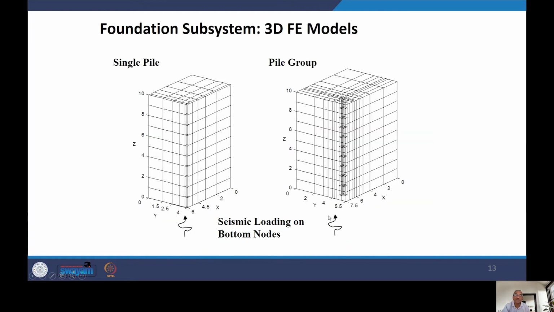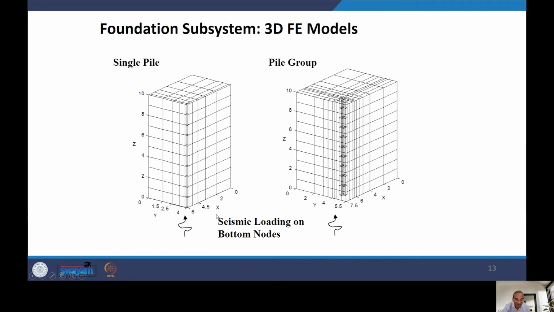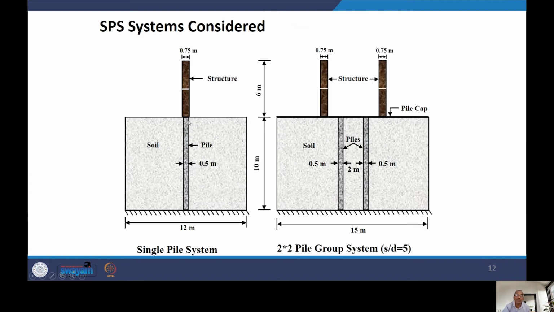So what is for the foundation subsystem? This is the foundation subsystem you have. You have in this case 3-dimensional finite element models. This first case is shown for the single pile and this is for the pile group. These models are exclusive to the foundation subsystem. That means without the structure column.